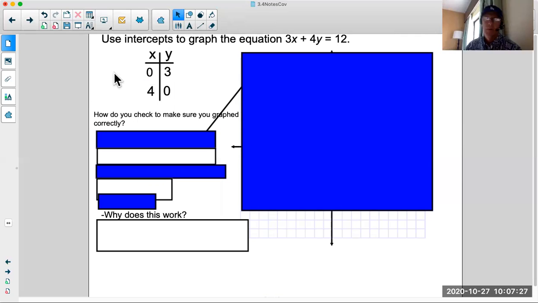So now we have 2 points. So what should we do with those 2 points now? Yeah, we should go graph them. So go graph those 2 points, and then use a straight edge and draw a line and put arrows on your lines, because remember, these continue on forever.